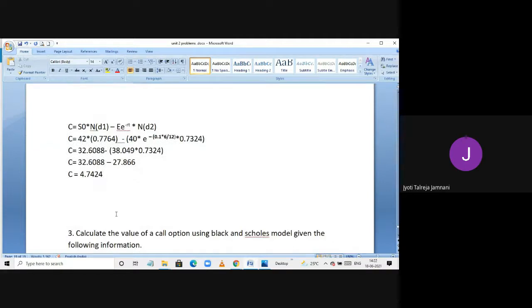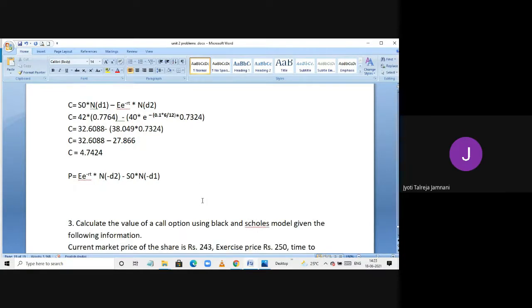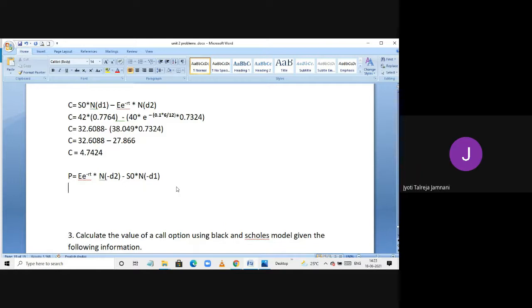Fine. So this is how we do it for call option. Now for put option, we have to find minus ND1 and minus ND2, and we have to use the put option formula. I'll at least write the formula for you, then let's see what's the time left. So put option is equal to E into E raised to minus RT, that is this thing, into N minus d2, minus S naught into N minus d1. So this is the formula for put option. We have to take N minus d2 and N minus d1 values.